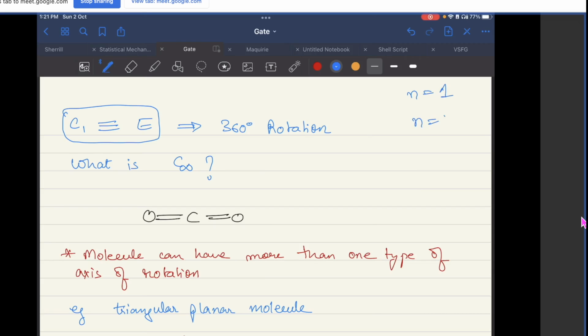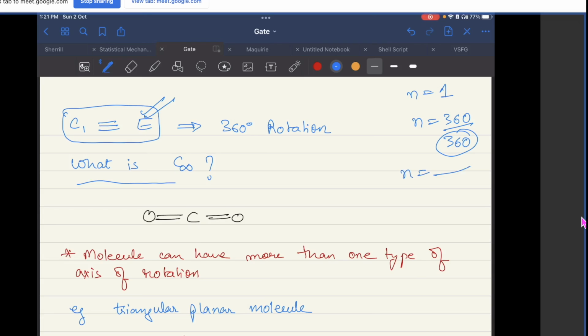So this will be n is equal to 360 by 360. So the angle of rotation is again 360. So that's why you will get the identity E, okay? Also, you can ask what is C infinite.